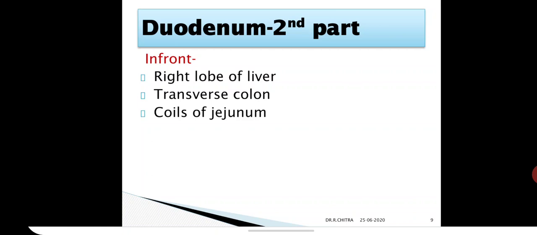So above the transverse colon is the right lobe of the liver. You should have learnt that the inferior surface of the right lobe of the liver is related to the second part of the duodenum. That is the duodenal impression we have learnt in the liver. So that is above the transverse colon. Below the transverse colon, coils of jejunum.